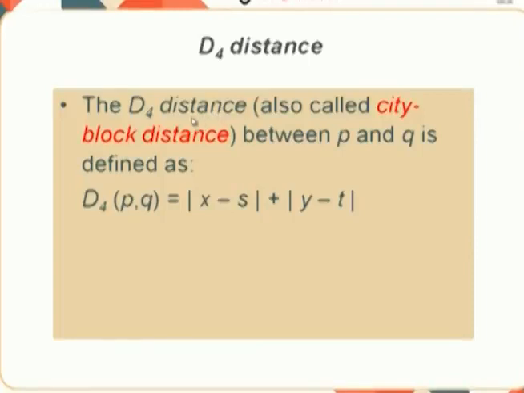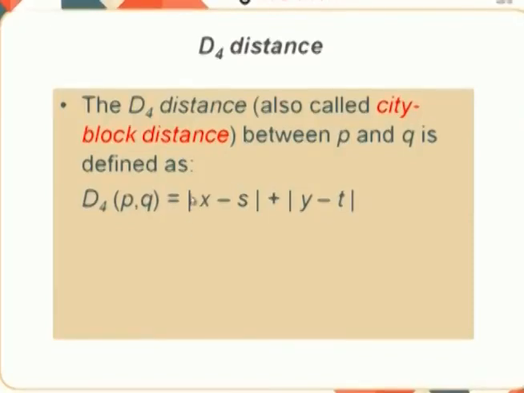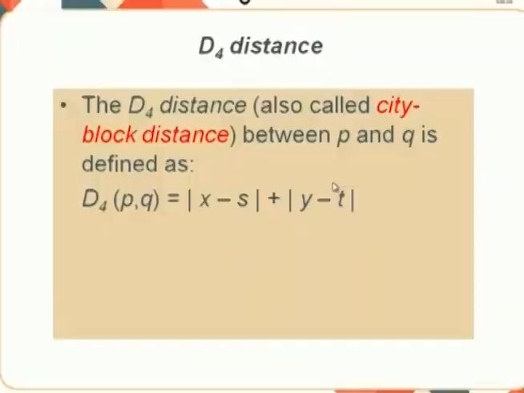One distance measure is called the D4 distance. D4 distance is also called the city block distance. The city block distance between the points P and Q can be defined as D4 of P comma Q equals the absolute value of x minus s plus the absolute value of y minus t. You can see there is no root symbol here, therefore this will be less computationally intensive compared to the Euclidean distance.